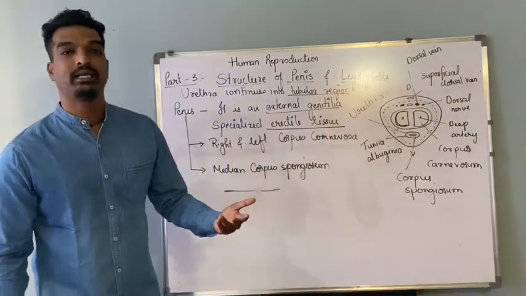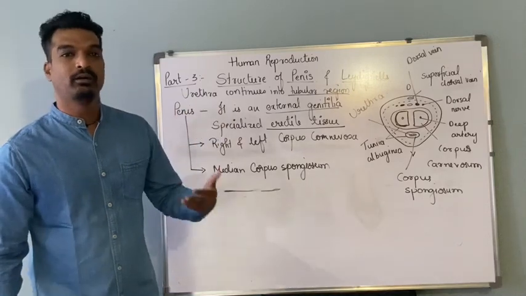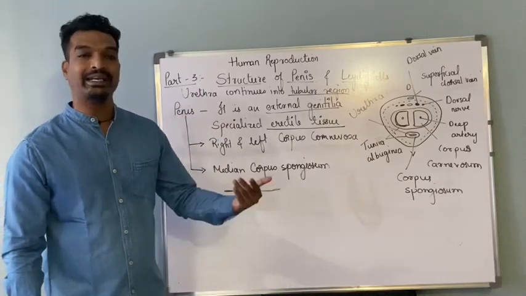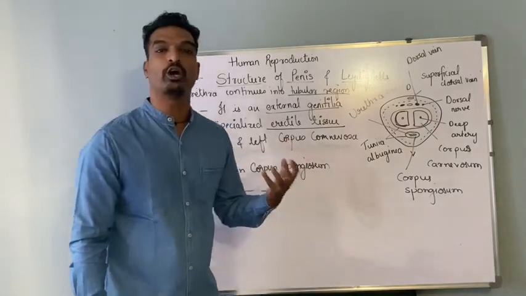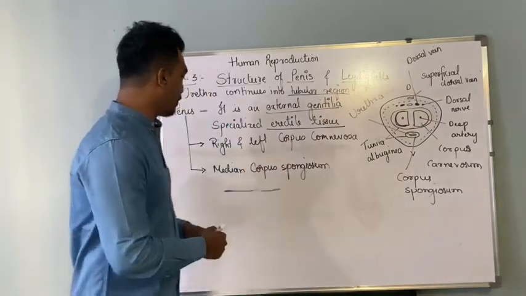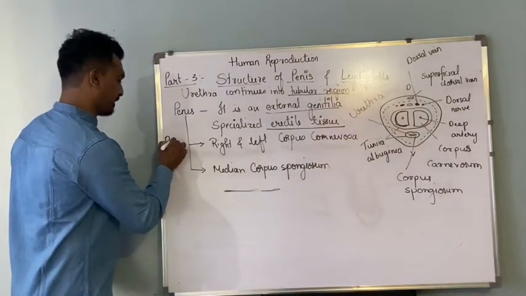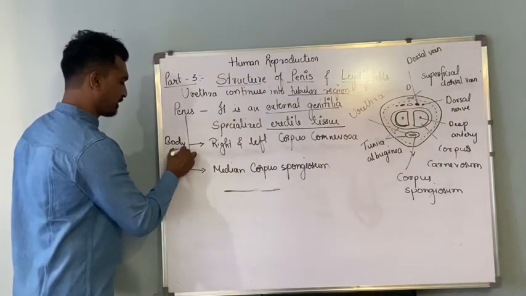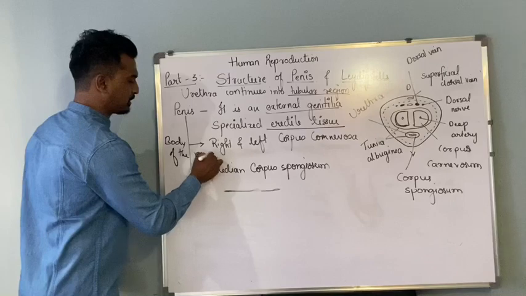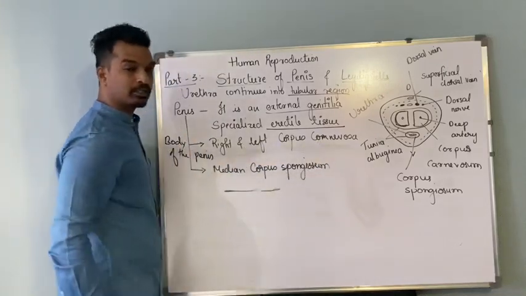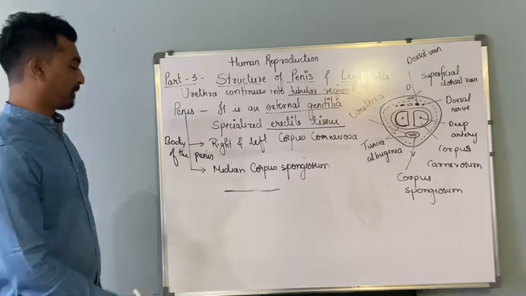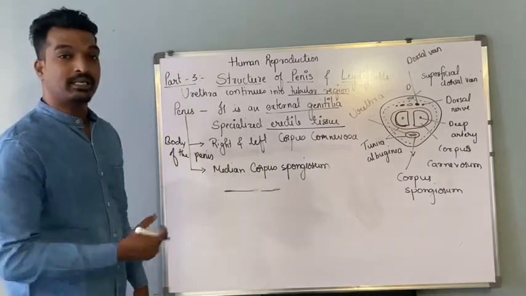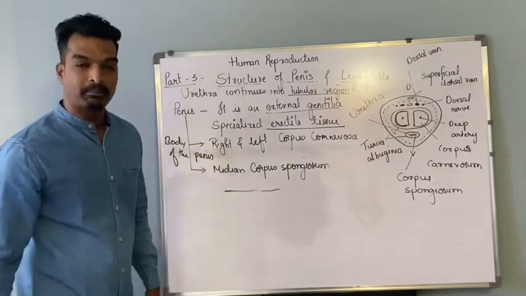These 3 cylindrical, longitudinally arranged erectile masses form the main body of the penis. So in the body of the penis, you see the right and left corpus cavernosa and the median corpus spongiosum.